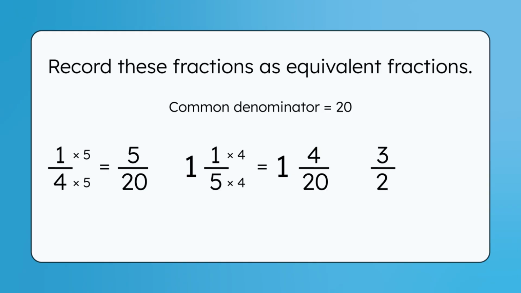Last is the improper fraction 3 over 2. What times 2 is 20? 10. We need to multiply the old numerator 3 by 10. That gives us 30 over 20. Putting it all together, you simplified, found the common denominator, and then rewrote equivalent fractions using the common denominator.